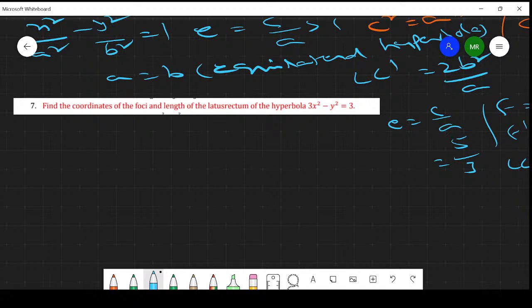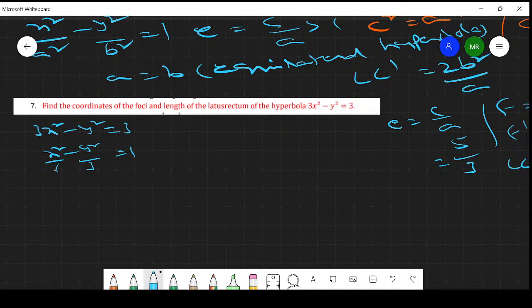Here, find the coordinates of the foci and the length of the latus rectum of the hyperbola. This is the given hyperbola, 3x square minus y square is equal to 3. Divide by 3 to get the standard equation: x square by 1 minus y square by 3 equal to 1. We got it like this.